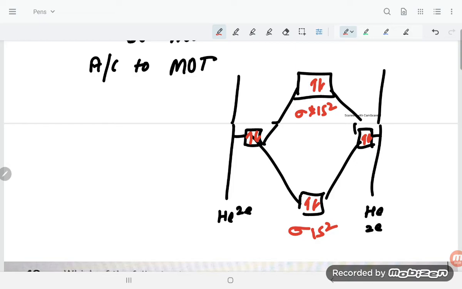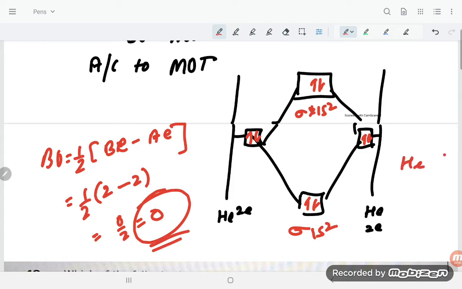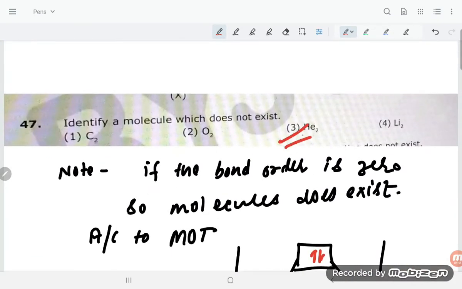Bond order is equal to 1 by 2 into bonding electrons minus anti-bonding electrons. How many are there? 2 minus 2, that is 0 by 2, which is 0. Bond order 0 means there is no bond between helium and helium, so He2 does not exist. Our required answer will be helium, option number 3.